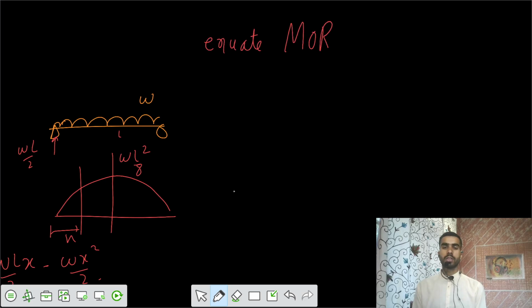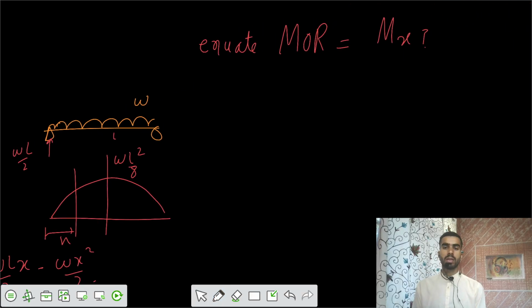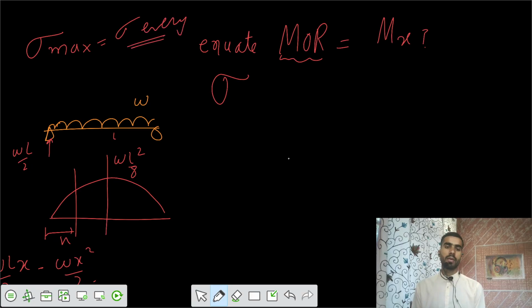that moment of resistance with the maximum bending moment, or we can say the moment at any x, if you equate the moment of resistance with the maximum bending moment, we know that the moment of resistance is sigma. We want sigma max to be equal to sigma. That means we want sigma to be constant at every section.